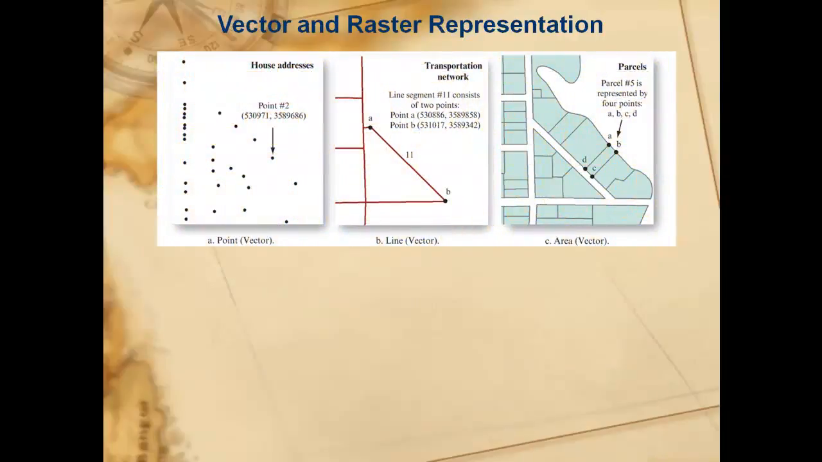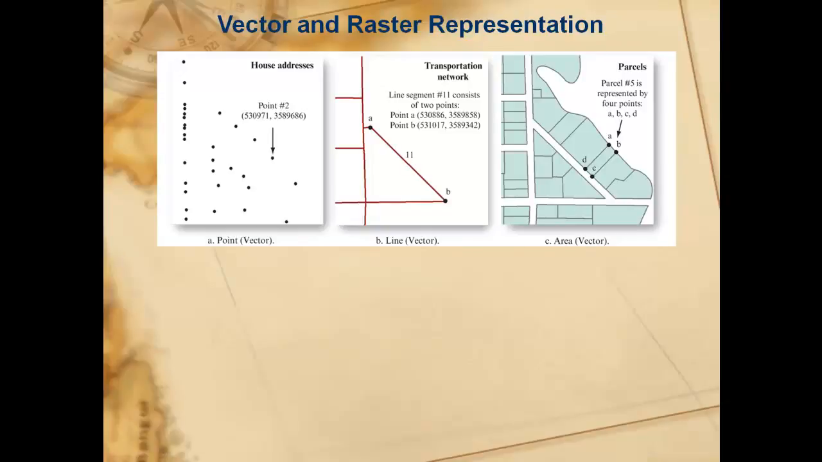Okay, so the vector model I talked about last time, points can represent something like house address. A point has 0 dimensions. We're not concerned necessarily about how big the house is, just where it's at. So we can represent house addresses as points.